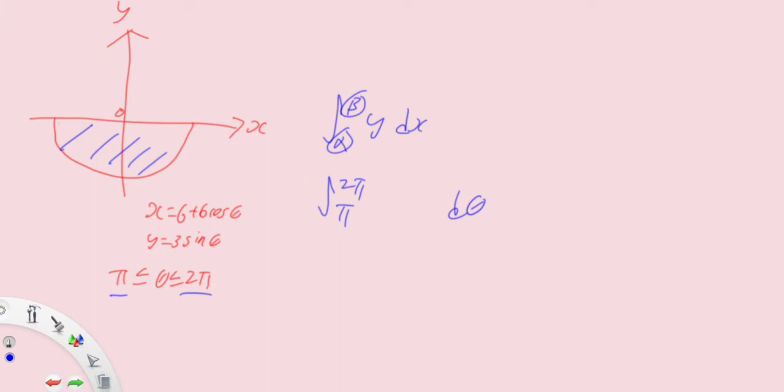Otherwise, just carry on integrating from here, which is substitute y in. We have 3 sine theta. dx becomes d theta, so following our substitution rule, we have to multiply by dx over d theta. So dx over d theta, from here we know that it's minus 6 sine theta.